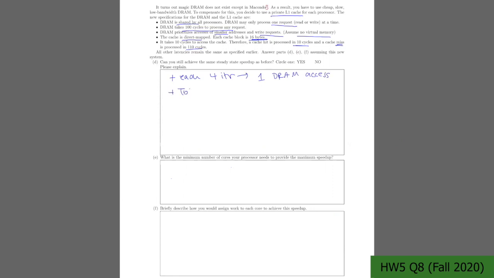And then the total execution time of the serial program would be basically 50 per iteration. So per each 4 iterations, you would have 100 for the DRAM. And among those 12 iteration batches, we need to multiply by 3. So that would turn out to be 900 cycles. So if we want to have the same speed up as before, then we need to have 12 times the speed up. So each iteration needs to take 75 cycles.